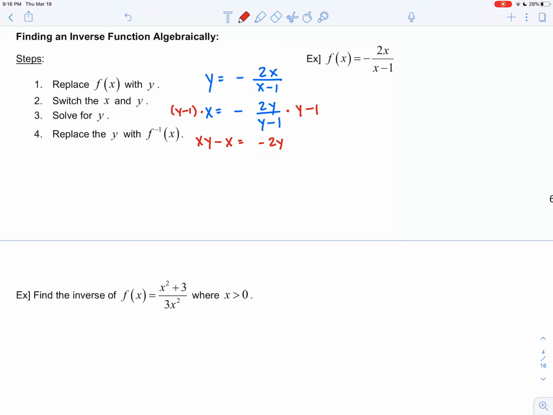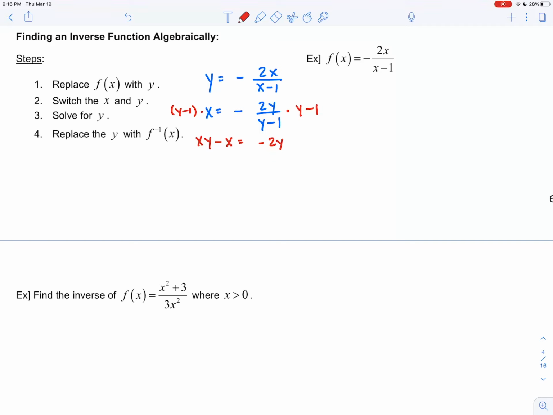Okay, so I've gotten rid of the fraction by multiplying by the denominator y minus 1. I went ahead and distributed it over there on the left-hand side. So what I'm seeing here now is that I have 2 terms that have y in them, xy on one side and negative 2y on the other side. I really need to get those terms together because I want to isolate y, a single y. Those terms need to be together on the same side so that I can factor out the y.